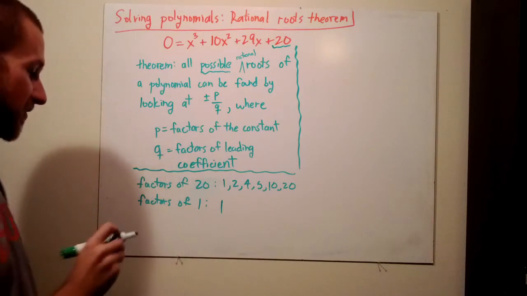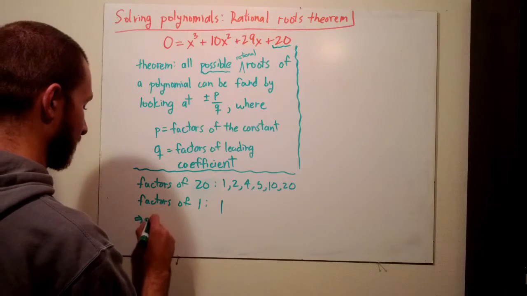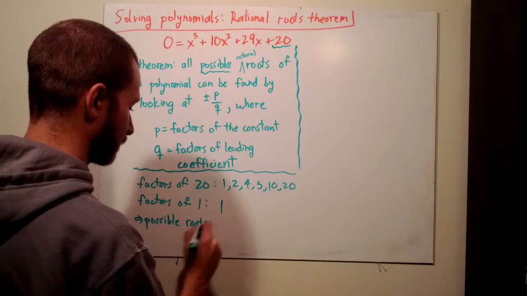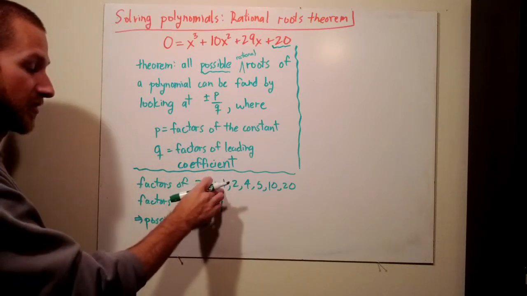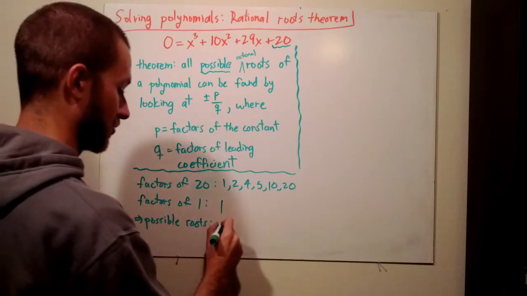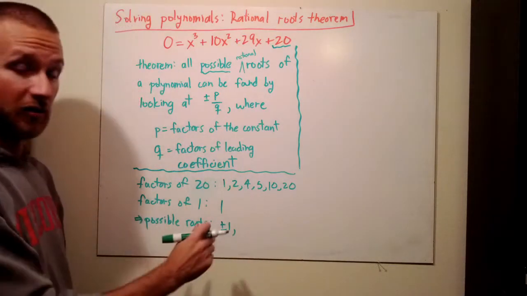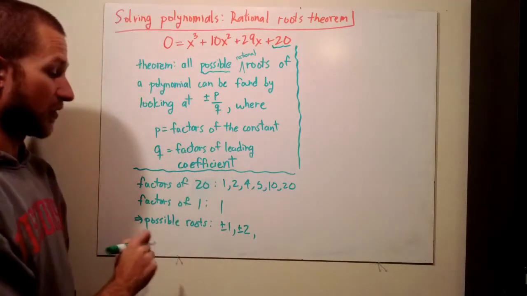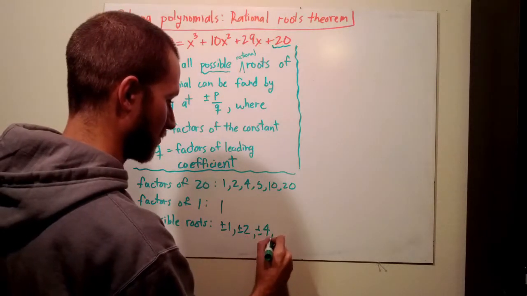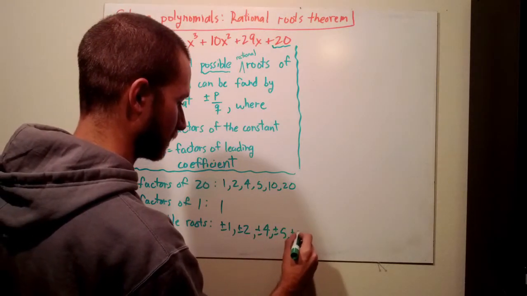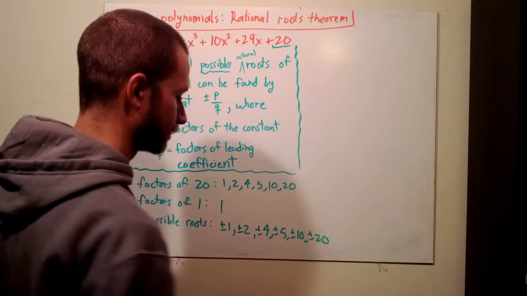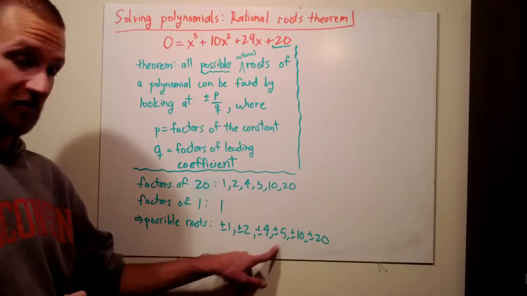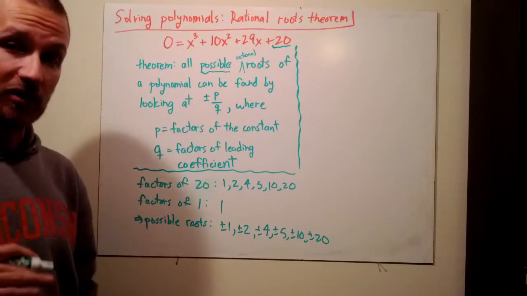Okay? Now what that tells me is that the possible roots I can narrow down. Possible roots would be plus or minus 1 divided by 1, which would be plus or minus 1. We have plus or minus 2 divided by 1, plus or minus 4 divided by 1, and so on. Okay. Now that's still a lot of different things. It's really important to note that these are not all roots of this polynomial. They're just the ones that possibly could be.